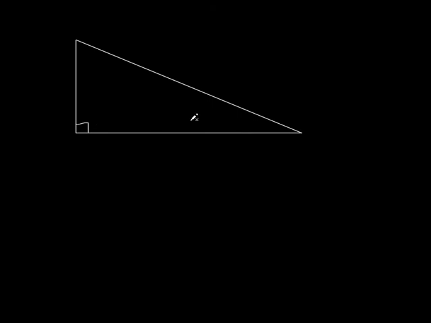Alright, let's see. This is 18 degrees. So this is not one of our special triangles, is it? This is not 30, 60, 90. It's not 45, 45, 90.